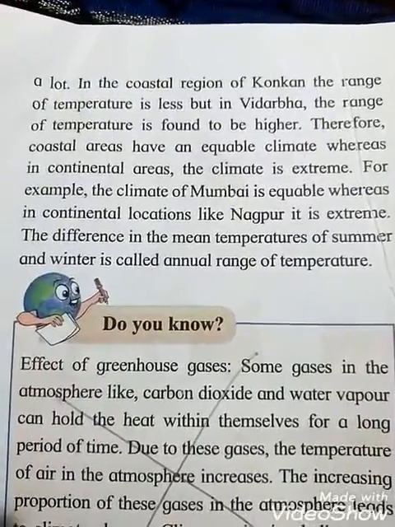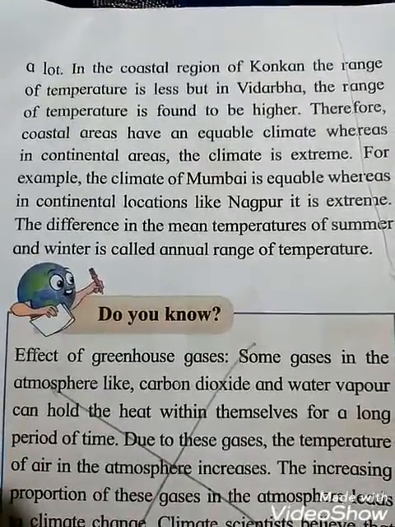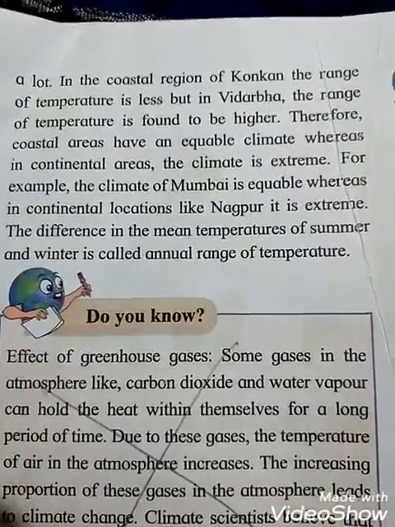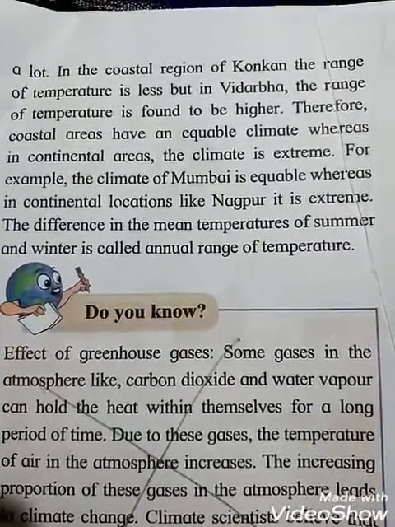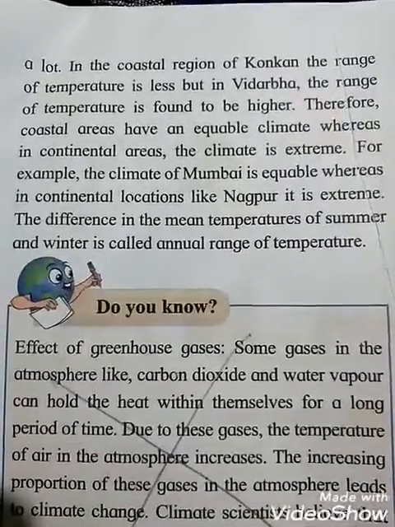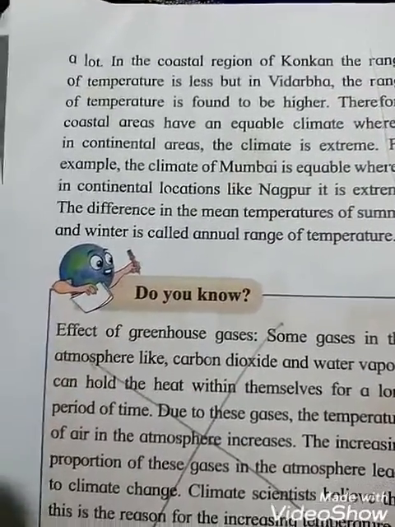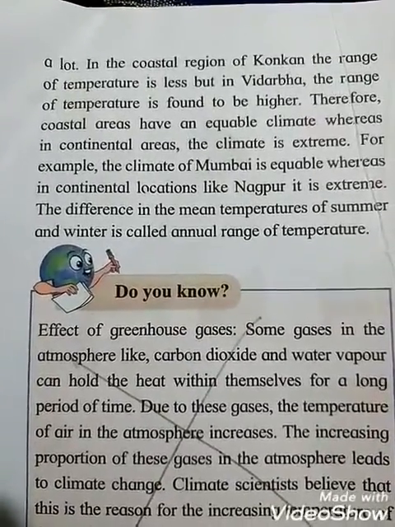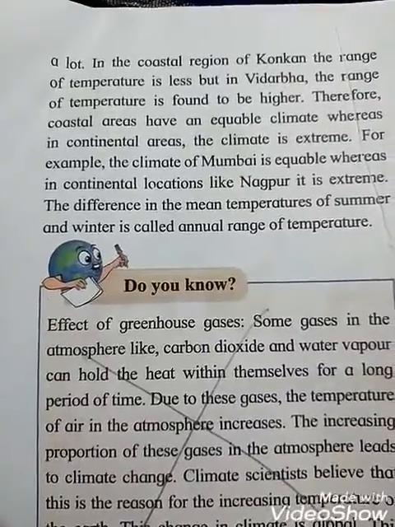Therefore, coastal areas have an equable climate, whereas in the continental areas the climate is extreme. For example, the climate of Mumbai is equable, meaning equal, whereas in continental locations like Nagpur it is extreme. The difference in the mean temperature of summer and winter is called the annual range of temperature.